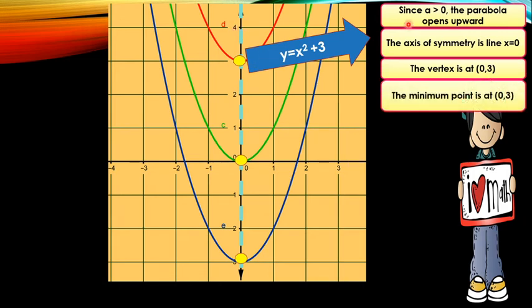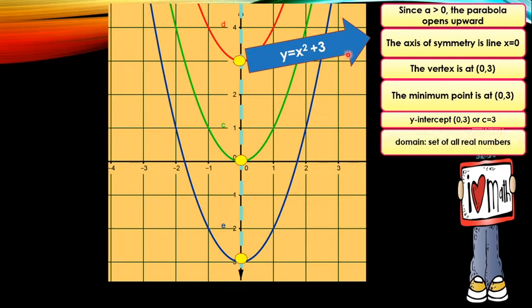Okay, this first graph opens upward. The axis of symmetry is the value of h, that is 0. The vertex is at 0, 3, because it turns here. And it is the minimum point, 0, 3. The y-intercept is also the vertex, because the vertex also touches the y-axis. Therefore, the vertex is also the y-intercept. And the domain, we have here the set of all real numbers as always. And the range starting from here, 3, and greater than or equal to positive 3, is the set of our range.